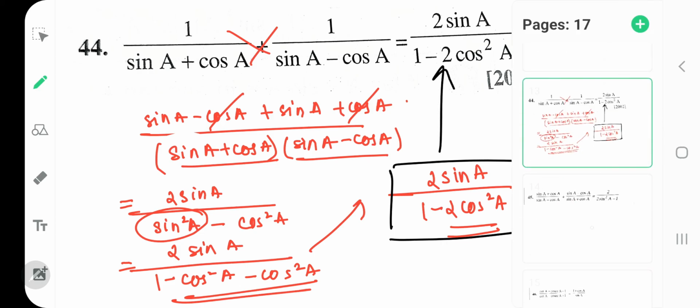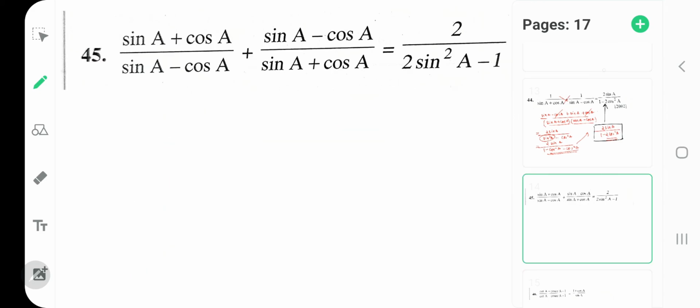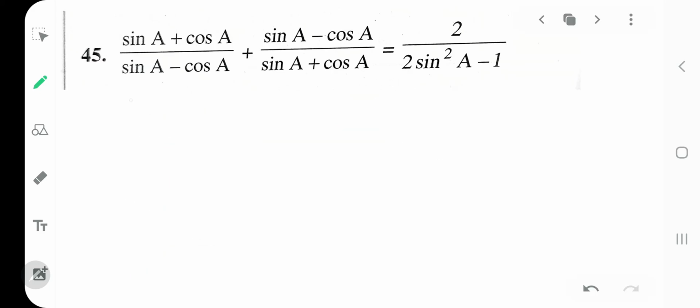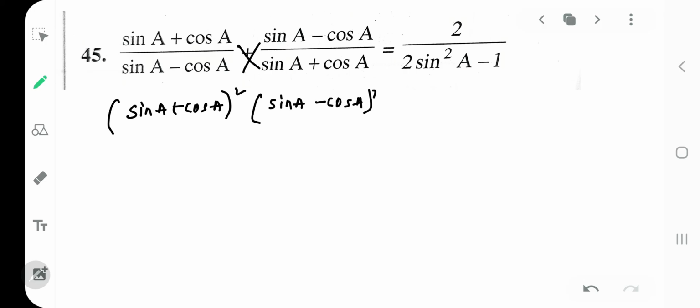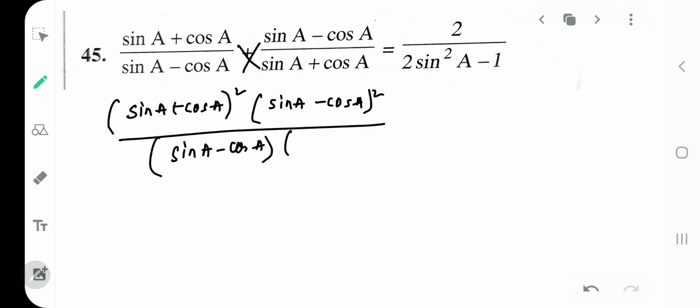Let's take problem number 45. In that, for your left hand side, you have to go for LCM. So sin A plus cos A का स्क्वायर बन जाएगा, and sin A minus cos A का स्क्वायर. Down you will have sin A minus cos A multiplied with sin A plus cos A.